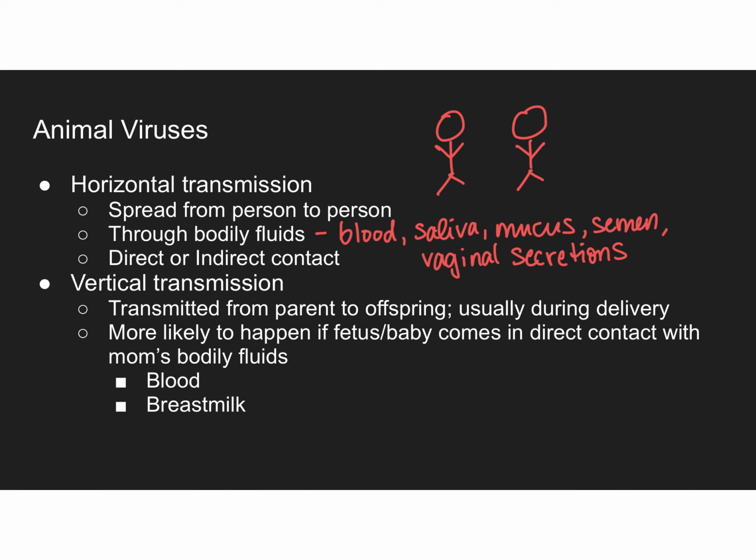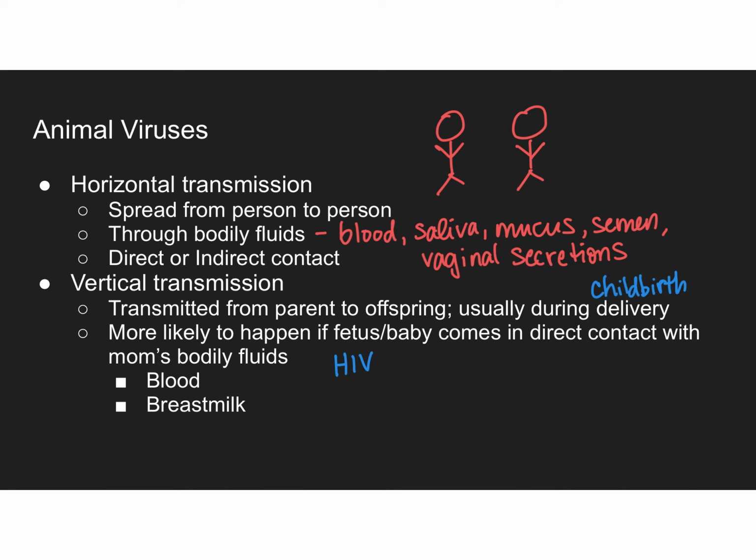Vertical transmission includes a virus being transmitted from a parent to the offspring, and this most often occurs during delivery, so childbirth. And it's especially more likely to happen if the fetus or the baby comes in direct contact with the mom's bodily fluid, such as blood or breast milk. So one example of vertical transmission could be something like HIV, which is the human immunodeficiency virus, which is the virus that causes the condition known as AIDS.